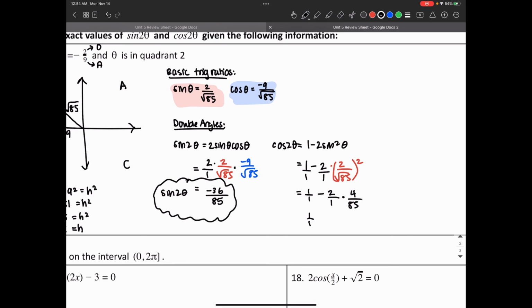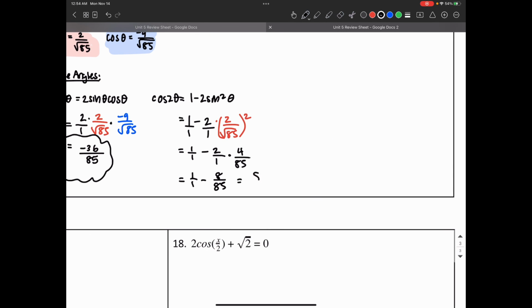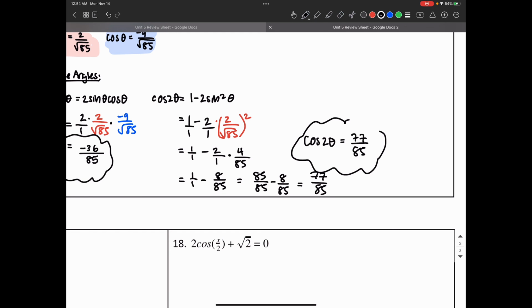So this is 1 over 1 minus 8 over 85, which is equal to 85 over 85 minus 8 over 85, which is equal to 77 over 85. So cosine of 2 theta should be 77 over 85. And those are your answers.